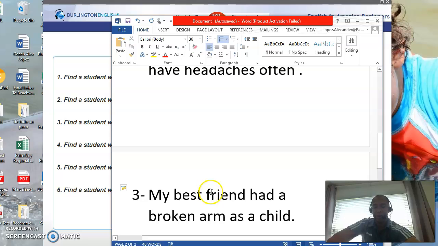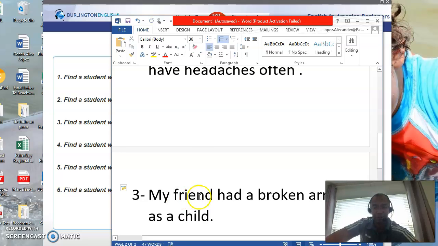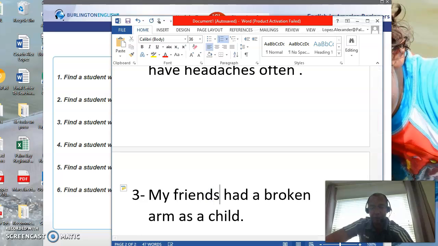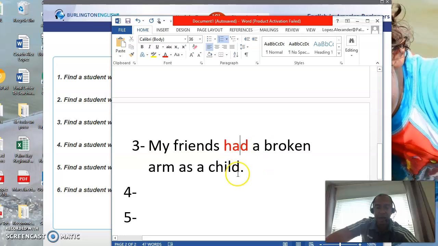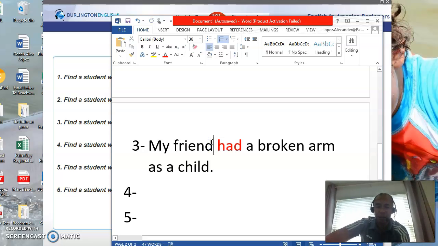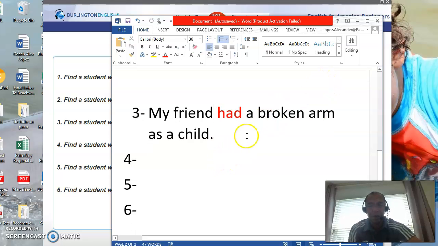If you want to make this plural, if you want to talk about more than one, my friends had, and there's nothing different here. Nothing different. It continues being had because that happened in the past. There's no difference, okay? If you want to say one friend, my friend had, the same thing. That's correct as well. You don't have to change anything here, okay?